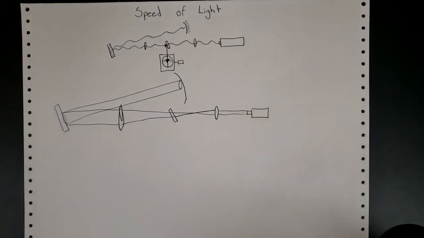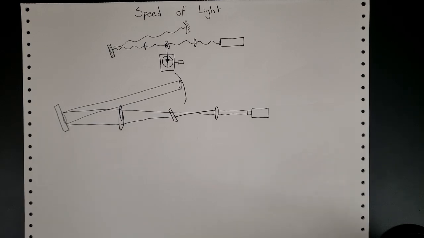Okay, guys. So the lab for this week is the speed of light. Using what we'll call the Foucault setup, we're going to do the same experiment that he did in the late 1800s in order to determine the speed of light.